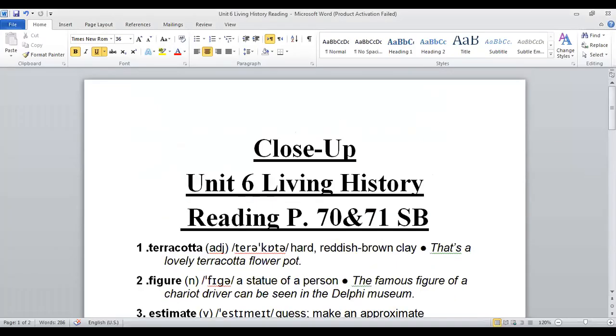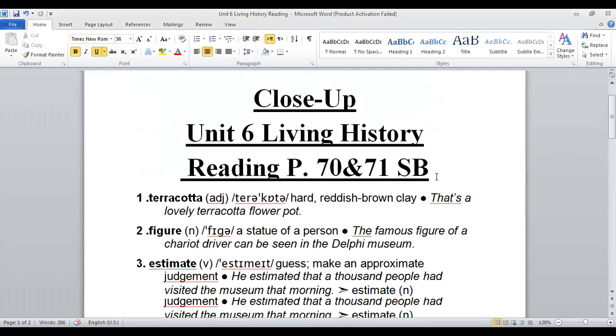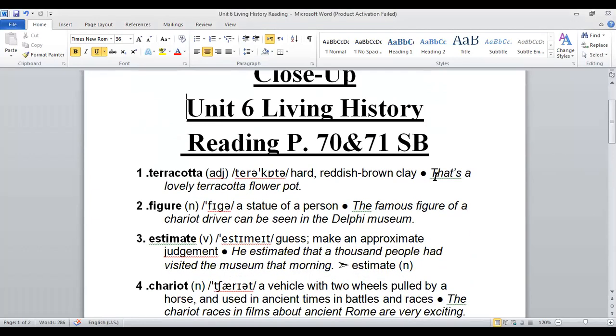And today we'll be talking about Unit 6 Close Up. And the title of this unit is Living History. And we'll start with the reading vocabulary.